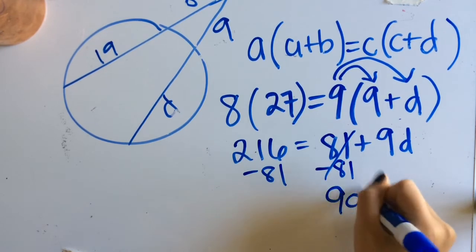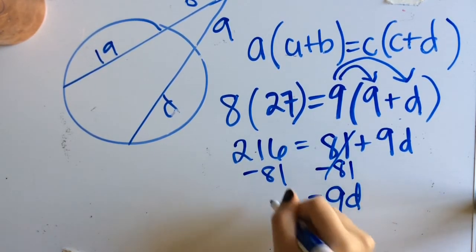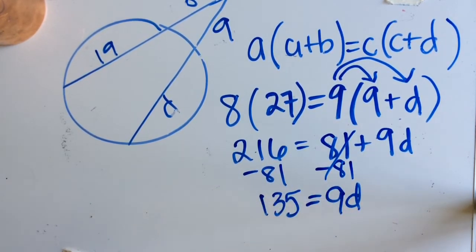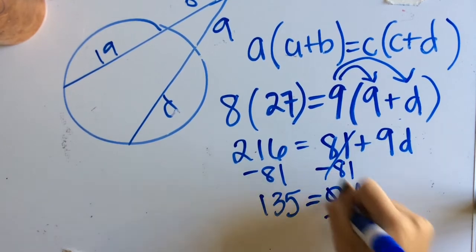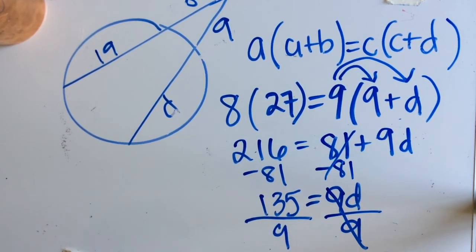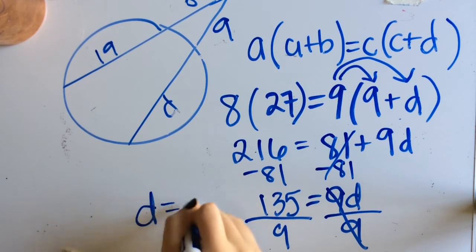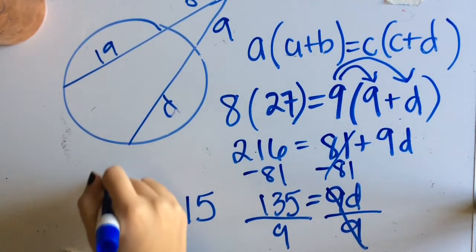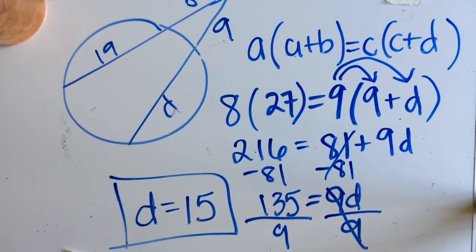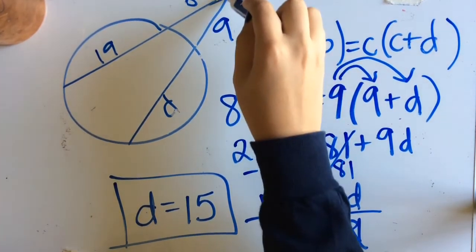And then I get 9D equals 135. Now I just have 9 times d. Now I can separate these. Now I can divide by 9 to cancel out that 9. And if I do it to one side, I have to do it to the other. So 135 divided by 9 is 15. So I get d equals 15. And that's it. That's how you solve for a segment with intersecting secants outside of the circle.